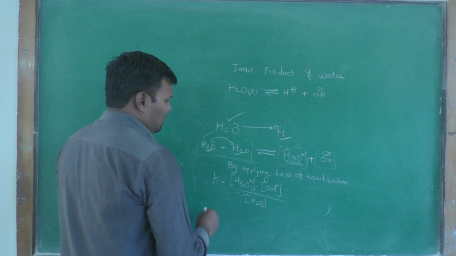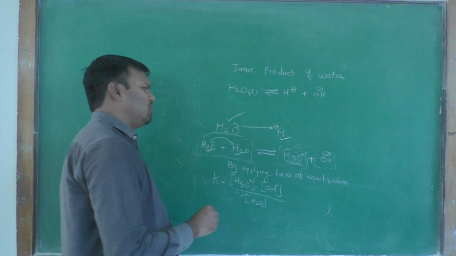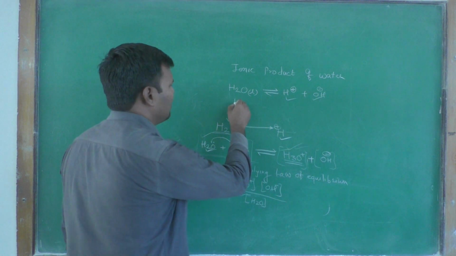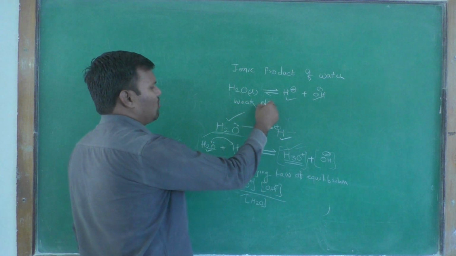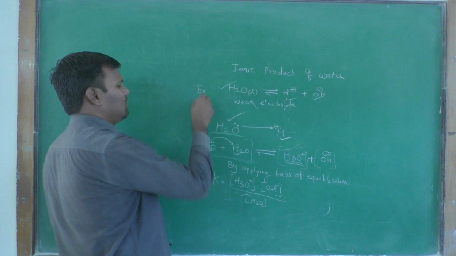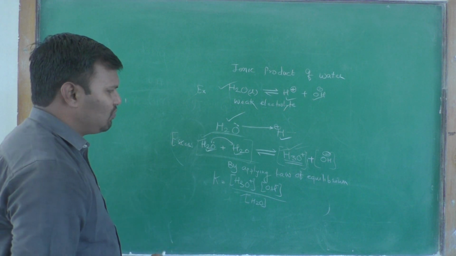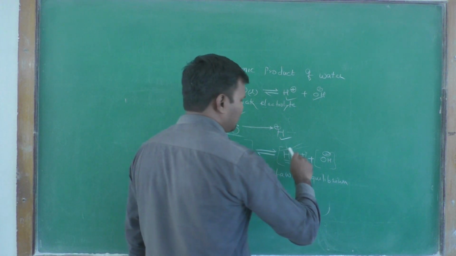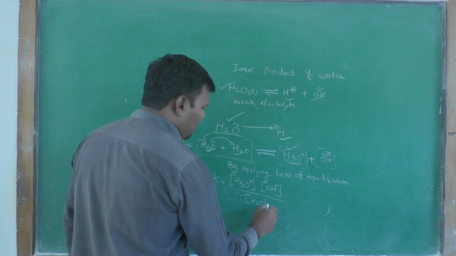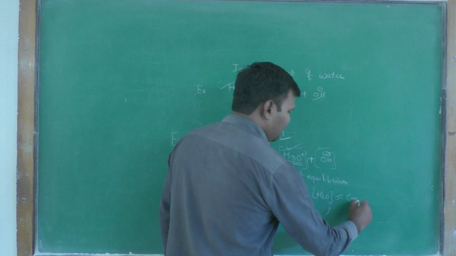Now the H2O is a very weak electrolyte. In very small amounts it produces the H plus ions and the OH minus ions. H2O is a weak electrolyte, and we have also taken it in excess quantity. It produces a very minute amount of H plus and OH minus ions. Therefore, the quantity of this we have taken as a constant.